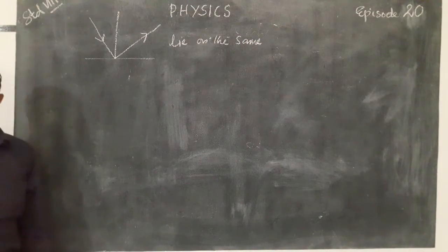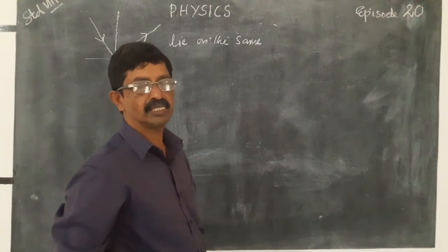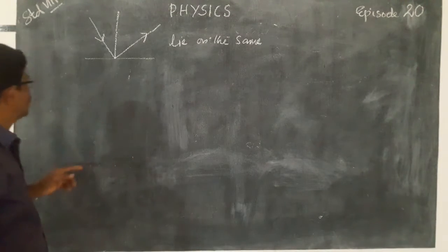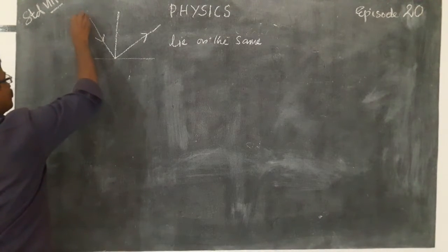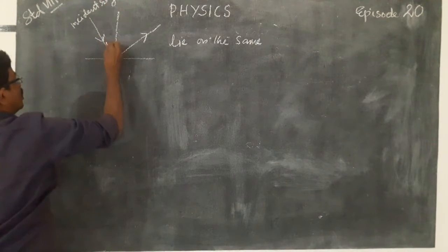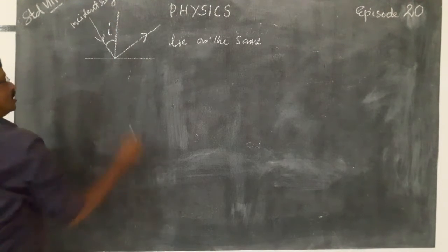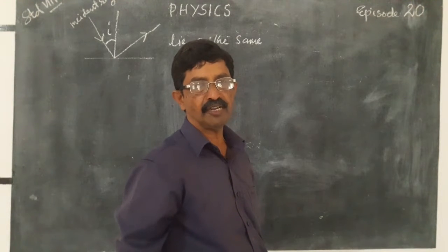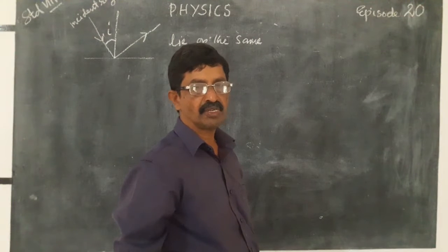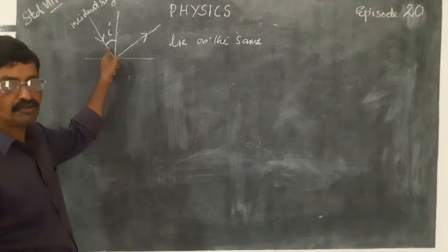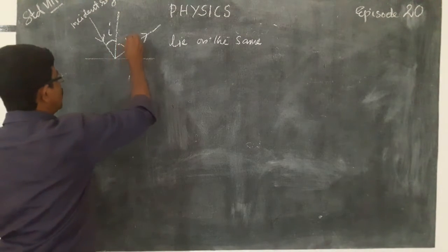Then the second one is about the angle of incidence. This is the incident ray. This angle of incidence is equal to which angle? Can you remember? We already discussed it. This angle of incidence is equal to this angle of reflection.